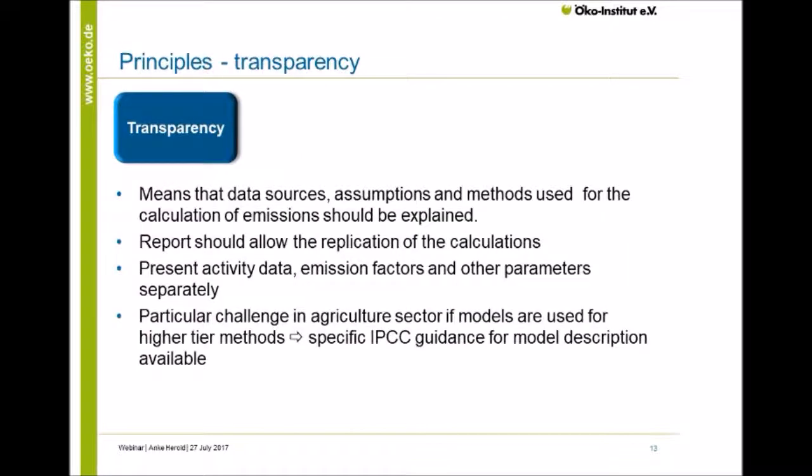So transparency means that data sources, assumptions, and methods used for the calculation of emissions should be explained, and the report of the emissions should also allow the replication of the calculations. So that means that activity data, emission factors, and other parameters used should be presented separately. I think this presents a particular challenge in the agriculture sector for the more advanced tier methods, and if models are used for higher tiers. And the IPCC has developed specific guidance for that situation, in particular in relation to model descriptions.